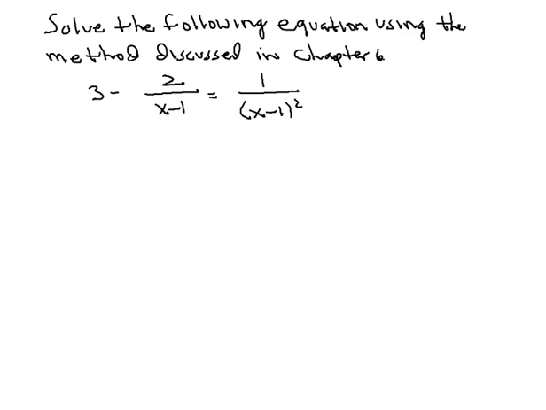Now the next equation we're going to be asked to solve is 3 minus 2 over x minus 1 being equal to 1 over (x minus 1) quantity squared. And you can see that the directions ask us to solve this equation using the method discussed in chapter number 6. And in that chapter we talked about solving rational equations, which this equation clearly is.